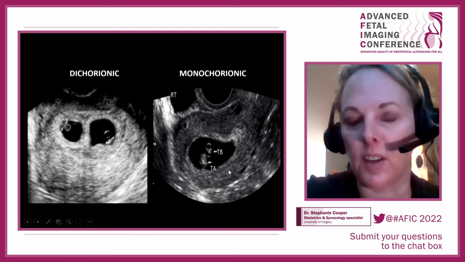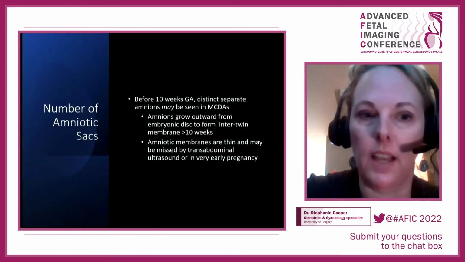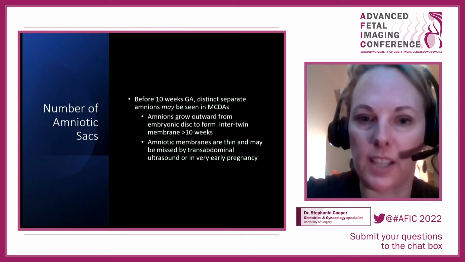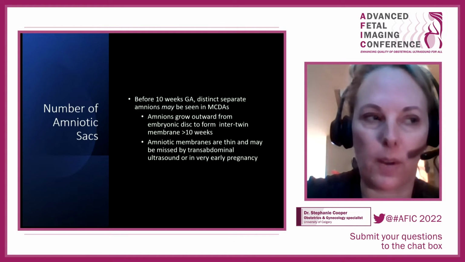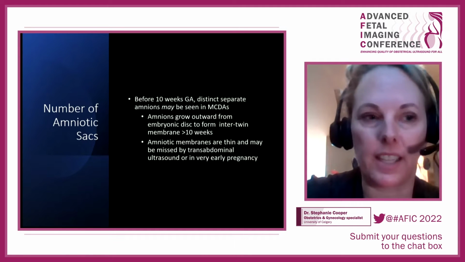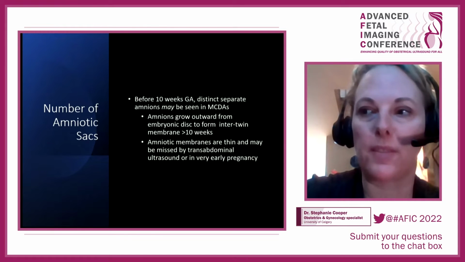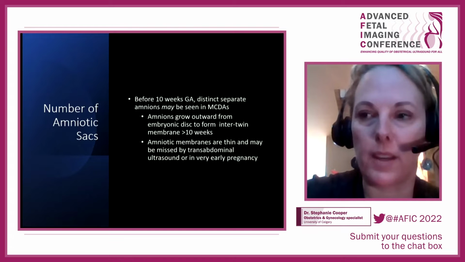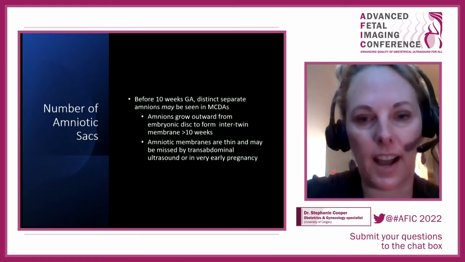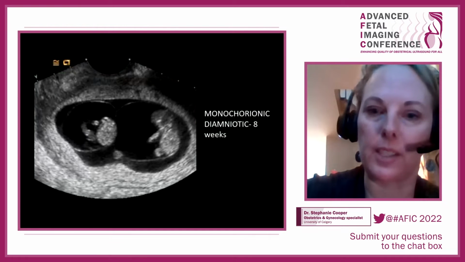But here, all we can say at this point, because it's 8 weeks, is that it's monochorionic. Before 10 weeks, distinct separate amnions may not be seen in monodi twins, because the amnions grow outward from the embryonic disc to form the intertwin membranes after 10 weeks. These membranes are very thin, and easily missed by transabdominal ultrasound or in early pregnancy. So it is very common for us at MFM, or even in my obstetrics practice, to get a referral for mono twins, which again are very high risk, but it's because the ultrasound was too early to determine if there is a membrane.